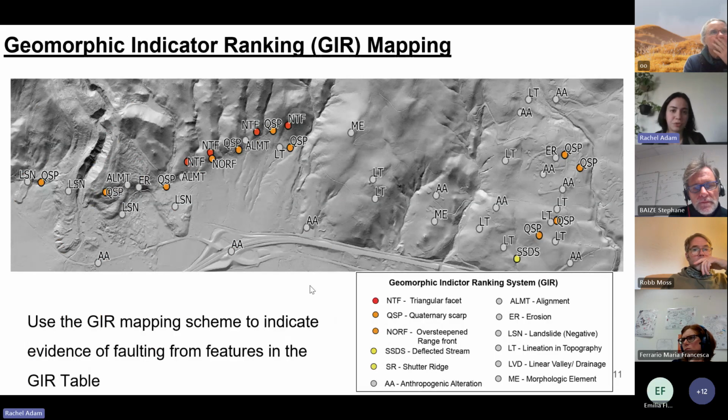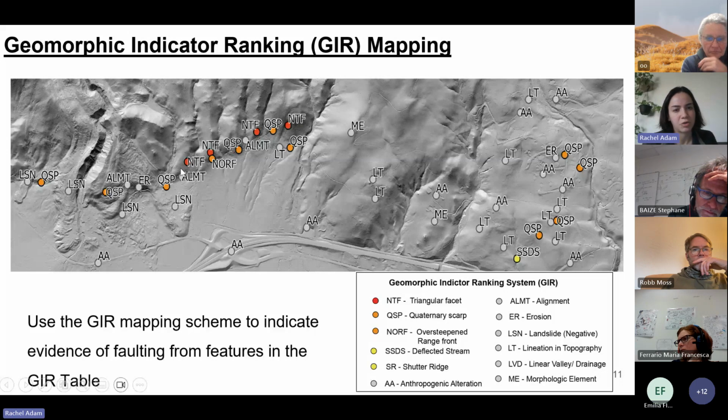So now that I introduced the tool, this is what it would look like when you would use it in a mapping project. It's pretty much based entirely off of the preliminary mapping, but you can see that along this range front, this TF is a triangular facet, and there's some QSP markers here. And each color is according to the rank of the feature. Red is a rank of 4, green is orange, and so forth.